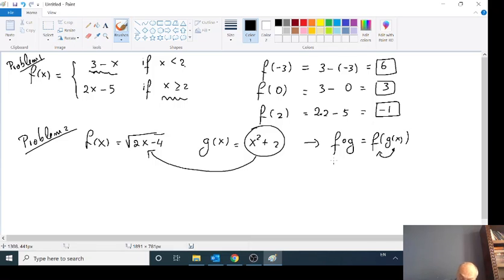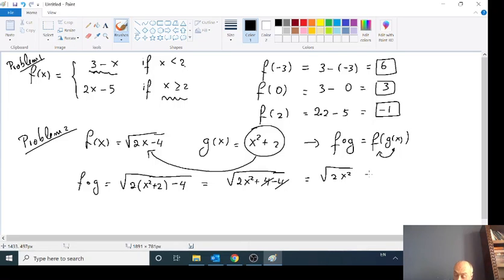So if you do so, then f circle g, folks, turns out to be the square root of 2 times, and instead of x, I'm going to put x squared plus 2, minus 4. That's going to end up being the square root of 2x squared plus 4 minus 4, and the 4's will cancel out and we'll end up with the square root of 2x squared, which turns out to be not the one that I wrote there in the answers, but rather this one, the square root of 2 times the absolute value of x.